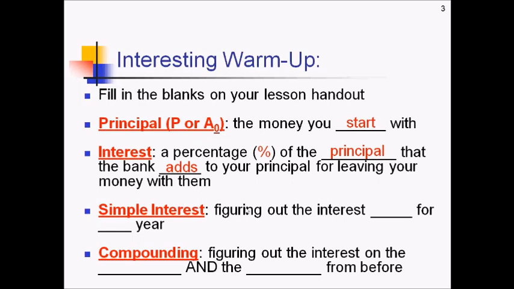The simple interest, that's just figuring out this interest amount once for 1 year. So we can make this a little more complex if we figure it out more than once a year, or if we figure it out for multiple years. That leads us to something called compounding, which is figuring out the interest on the principal, so just like simple interest, and the interest from before. So when you compound your interest, you're no longer just getting a percentage of what you started with, you're getting a percentage of what you started with plus this other interest that you've been acquiring along the way.